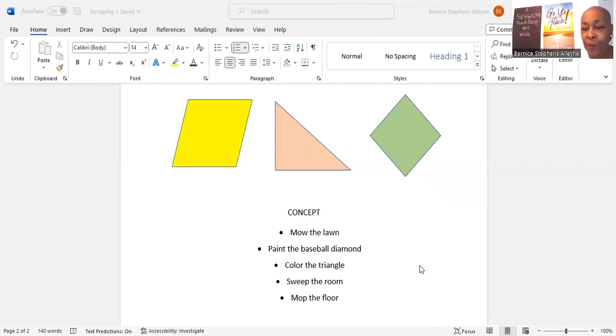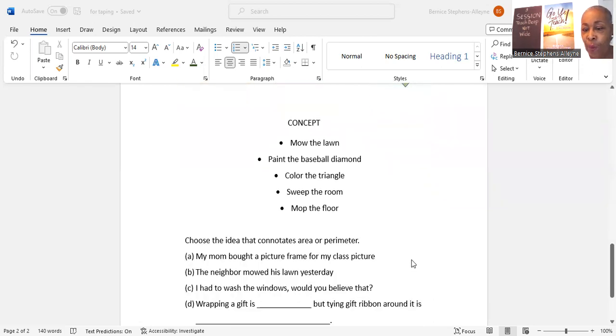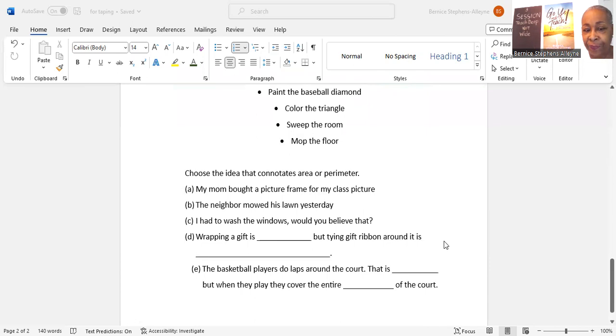And so we go to a little question and answer session. Choose the idea that connotes area or perimeter. And we can talk about this. This is not a writing session. This is still a talking session. Students can raise their hand, answer, and then it's their turn to come up with some of their own ideas.